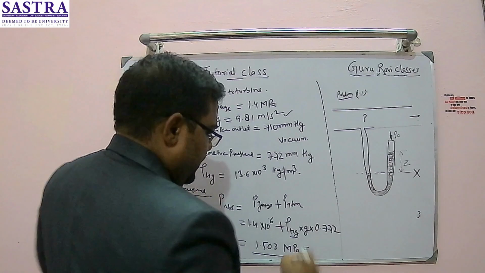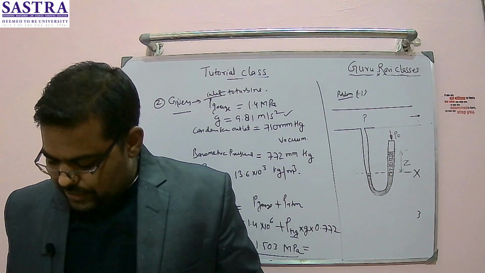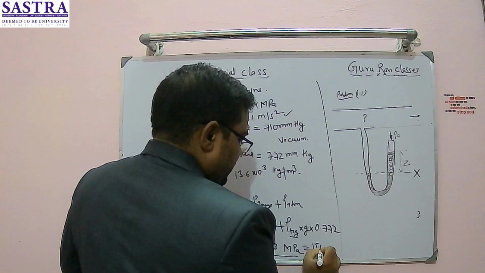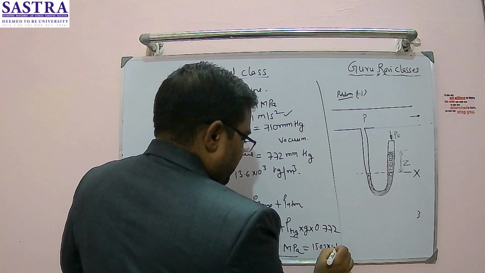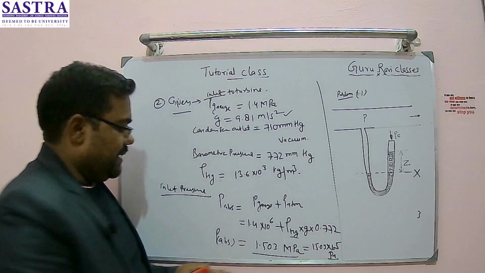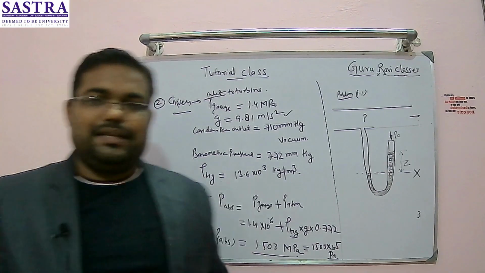Somebody might have a problem in unit conversion. So I will give the direct value, which is coming around 15.03 × 10 to the power 5 Pascal. This is the answer, or in megapascal. This is the inlet condition. Inlet pressure is mentioned like that.